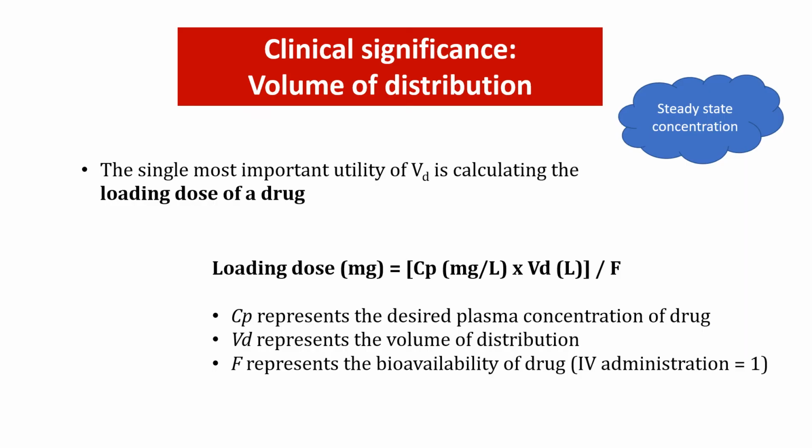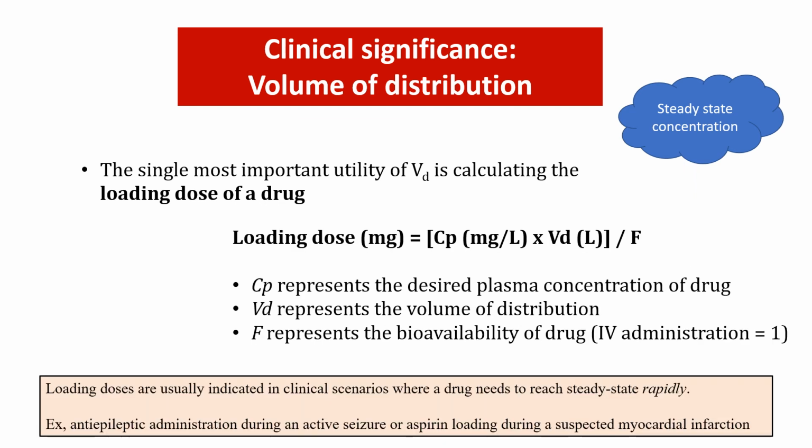So next, let us try to understand the clinical significance of the volume of distribution. The most important utility is to find the loading dose of a drug. The loading dose of a drug is used generally to reach the steady state concentration. It is a very easy calculation. Loading dose is equal to the desired plasma concentration, that is the steady state concentration, multiplied by the volume of distribution, divided by the bioavailability. So this is how the loading dose can be calculated.